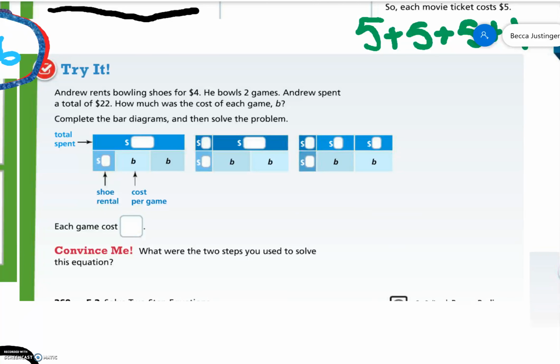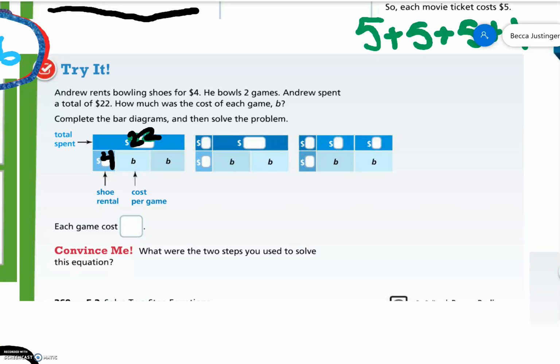Andrew rents bowling shoes for $4. He bowls 2 games. Andrew spent a total of $22. How much was the cost of each game? Complete the bar diagrams and solve the problems. So he spent a total of $22. He paid for the bowling shoes, but he gets to wear them the whole time, so it's just a one-time fee of $4. But then he has to pay for each game.